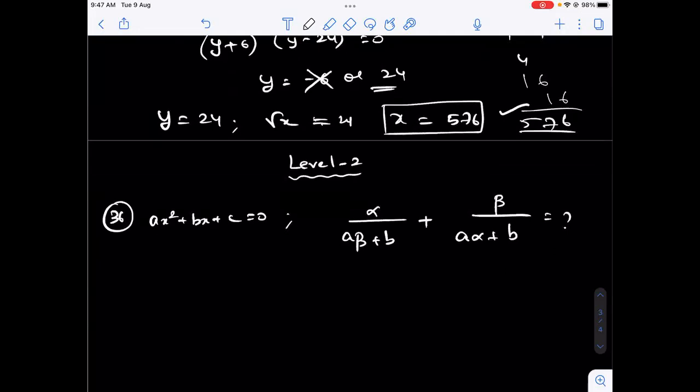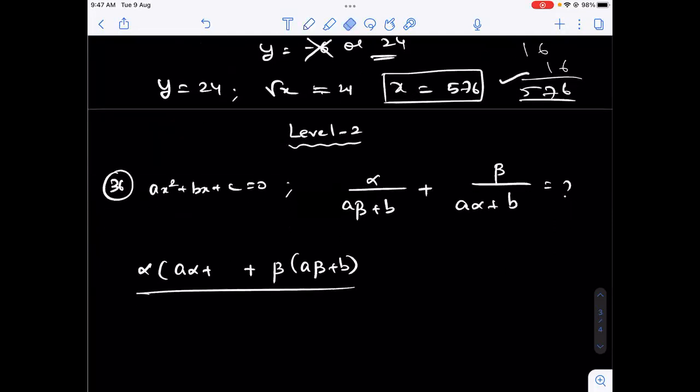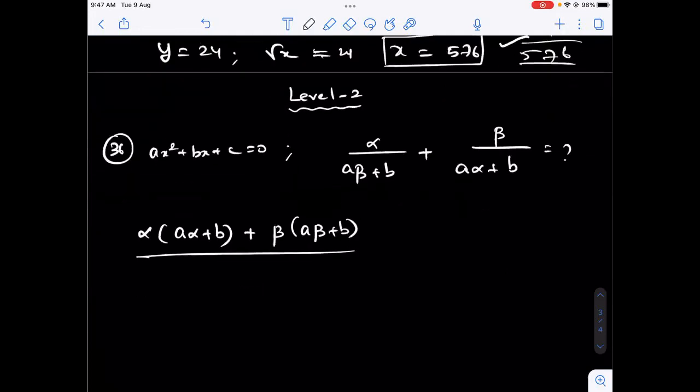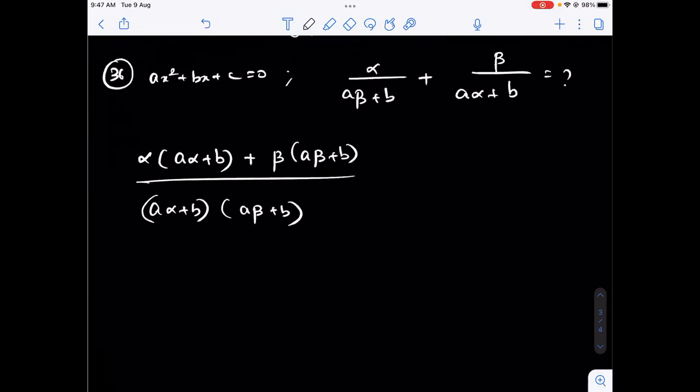So when you take LCM, what will you do? In this case, you don't have a common factor. So cross multiply and then add it. So alpha into A alpha plus beta, plus beta into A beta plus small b. Oh, one correction. Here it is B. Is that right? Divided by A alpha plus B into A beta plus B.